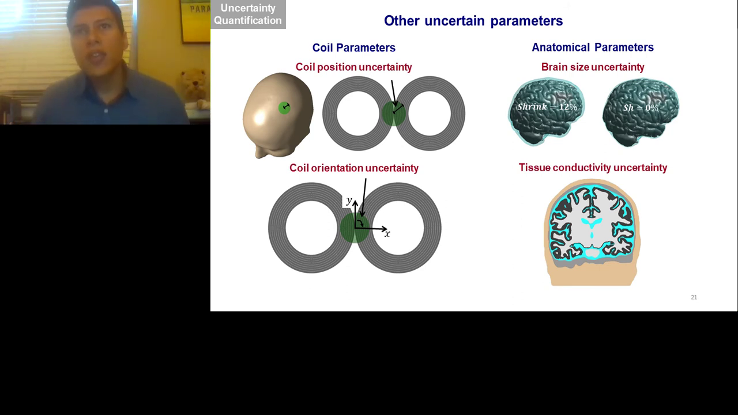There are also other uncertain parameters that affect the electric field. For example, there's coil orientation on the scalp. The coil might be placed correctly, but there might be errors in how it's oriented relative to the targeted neural site. Finally, there is brain size, which can vary about 12% between individuals. There's also conductivity, which is also highly variable, not only between tissues, but also within tissues. Here, we only considered uncertainty in the bulk conductivity of each tissue.